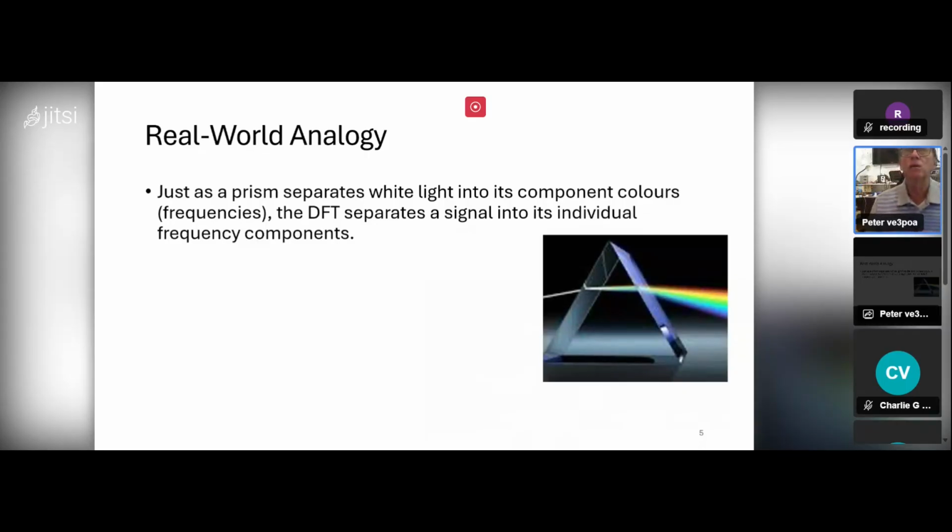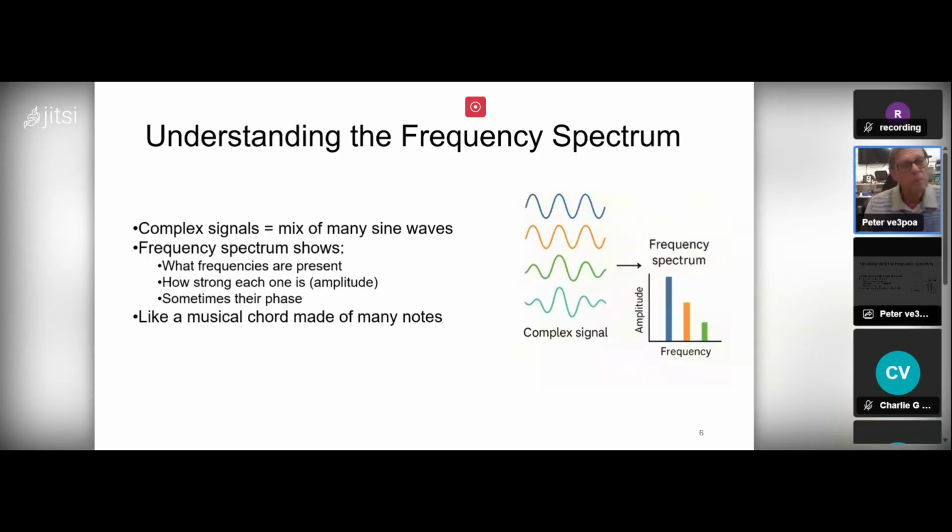So here's the analogy I used of the white light in the prism. Every signal, no matter how complex, can be seen as a combination of many waveforms, each with its own frequency, amplitude, and phase. The process of breaking down a signal into its components is called frequency analysis, and the result is the frequency spectrum. The spectrum acts like a blueprint for the signal. It shows what frequencies are present and their respective amplitudes.